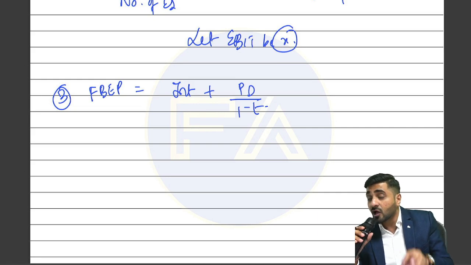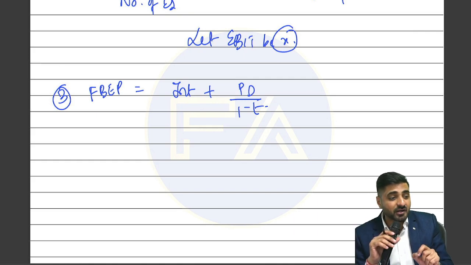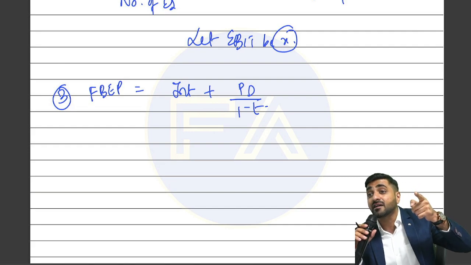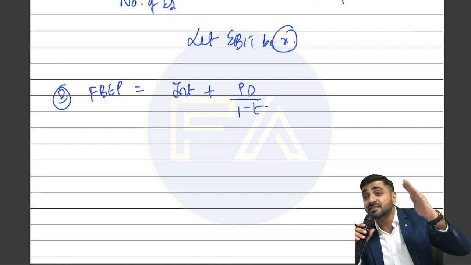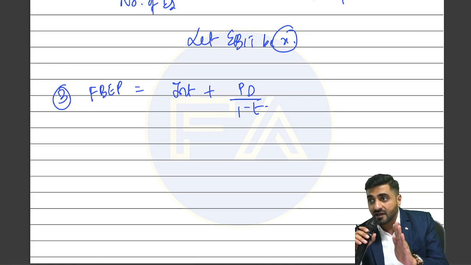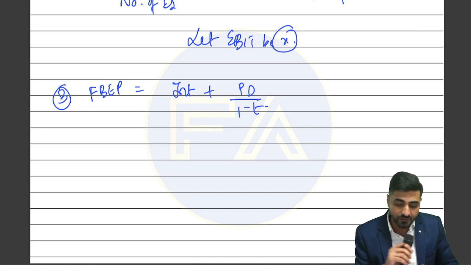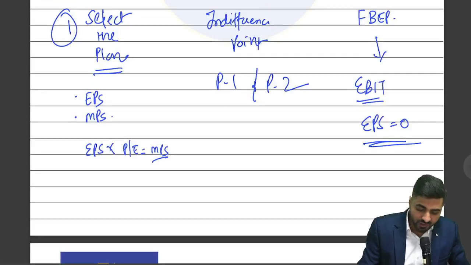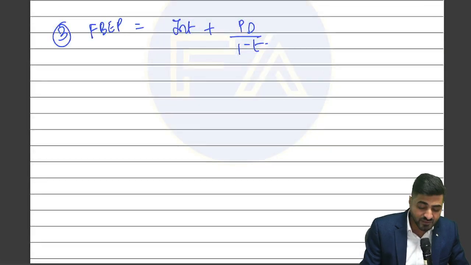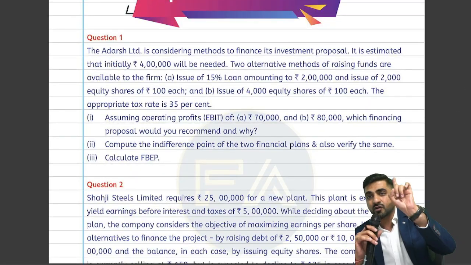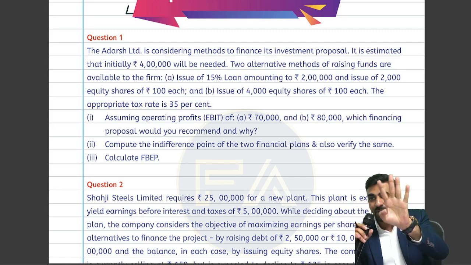Yes, sir. Now, financial break-even point is also a measurement of risk. If the financial break-even point is higher, what does it indicate? The risk is lower or the risk is higher? The risk is also higher. Higher the financial break-even point, higher is going to be the risk. Now, these are the three important things to be calculated. Now, we will solve one question in which all these three parts will be covered.